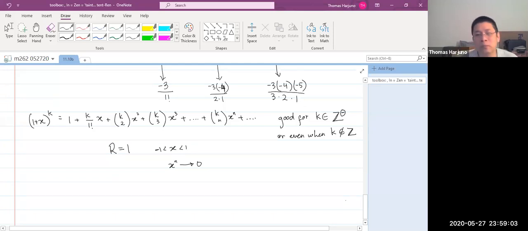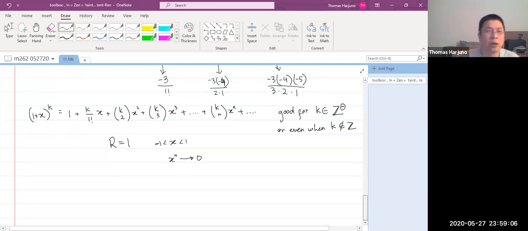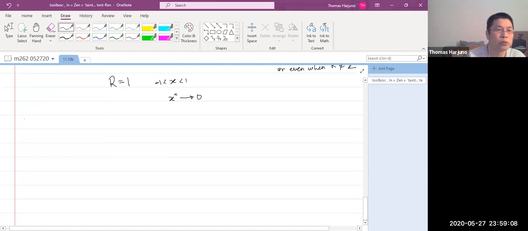Now, how do we use this then? Suppose, for example, I want to find the binomial expansion for (1 plus x) to the power of 1/3. Notice that this is the same as the cube root of 1 plus x.